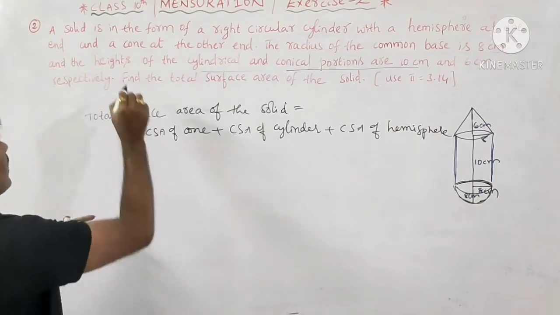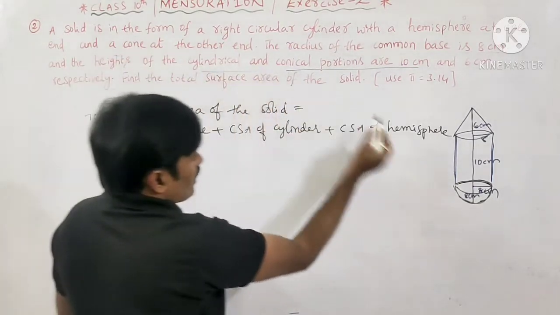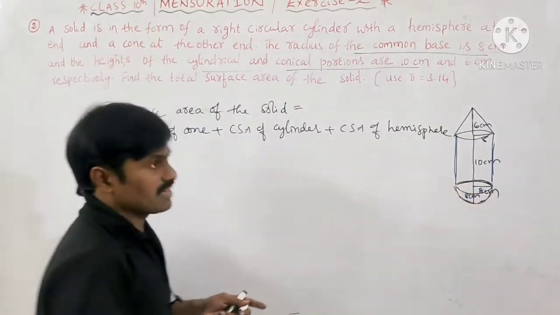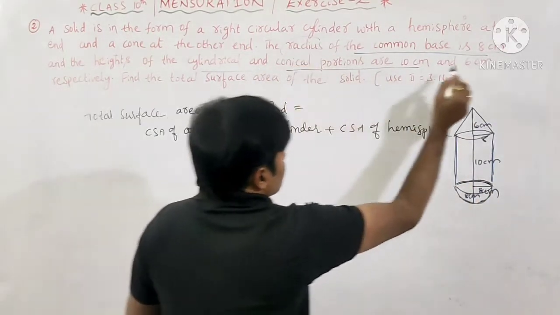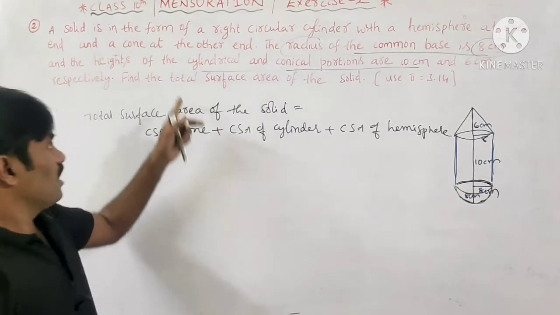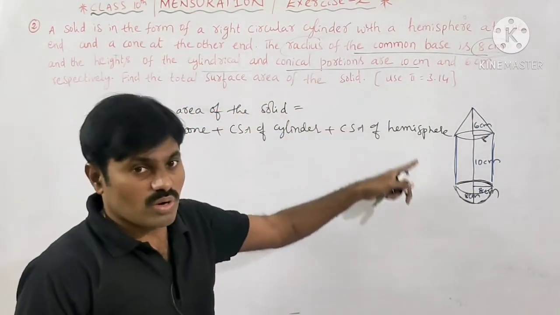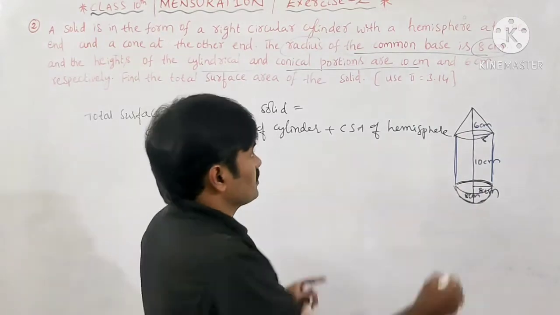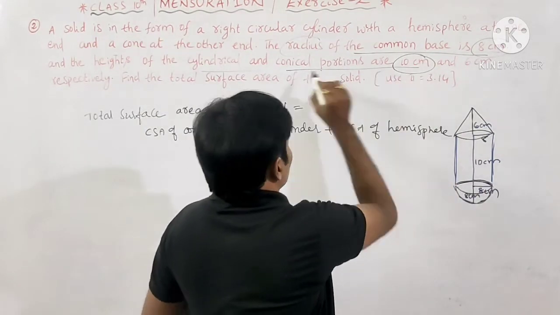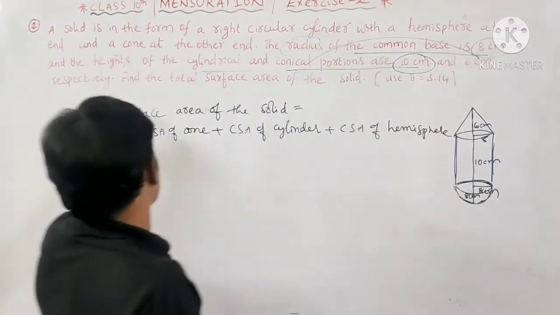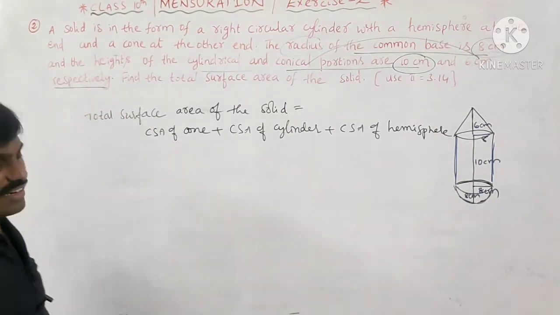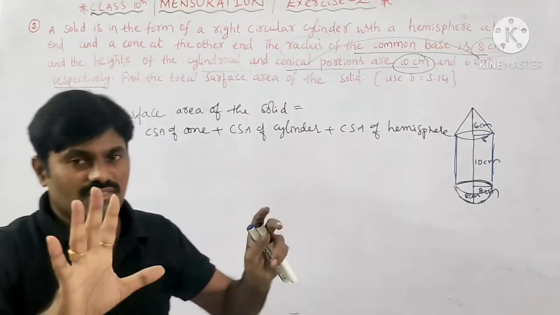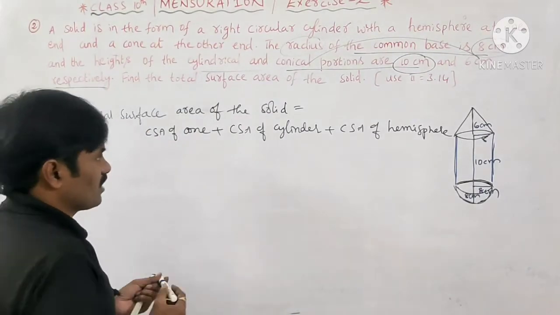Okay, they are given clearly. One end is a hemisphere, another end is a cone. The radius of the common base is 8 centimeters. And the heights of the conical part and the cylindrical part are given. The cylindrical part height is 10 centimeters and the conical part height is 6 centimeters respectively. This is given, so we have written it. For the given information also they will allot marks, so you will get marks.